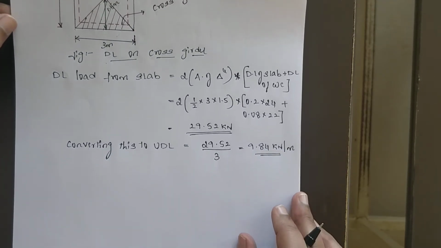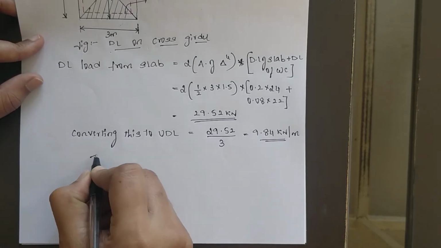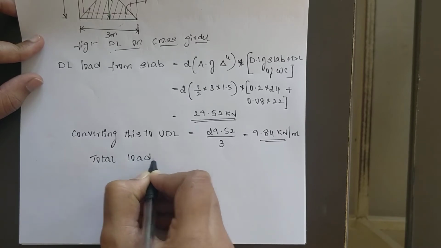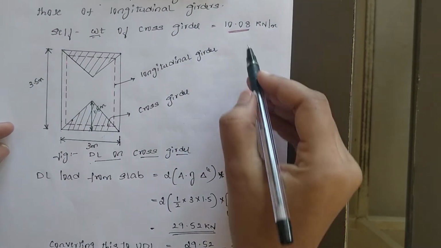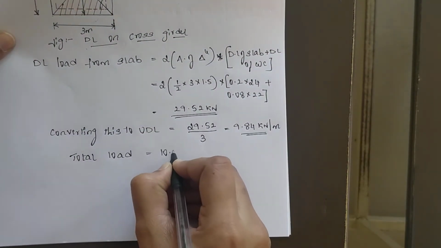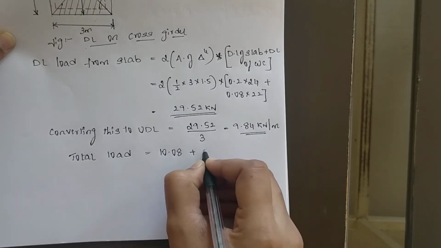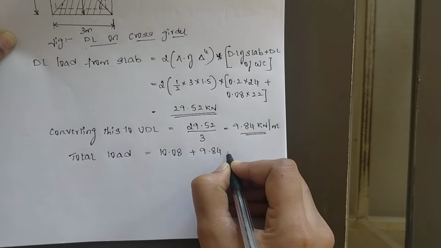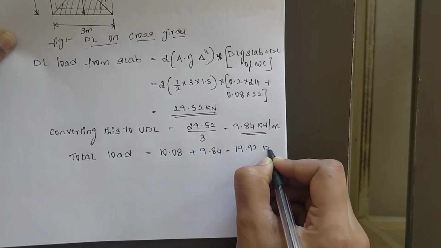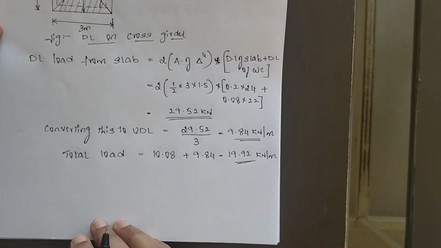Once you convert this to UDL, the total dead load will be equal to the self weight of the cross girder, that is 10.08, plus this UDL value, that is 9.84. You will get 19.92 kilonewton per meter. This is your total load.